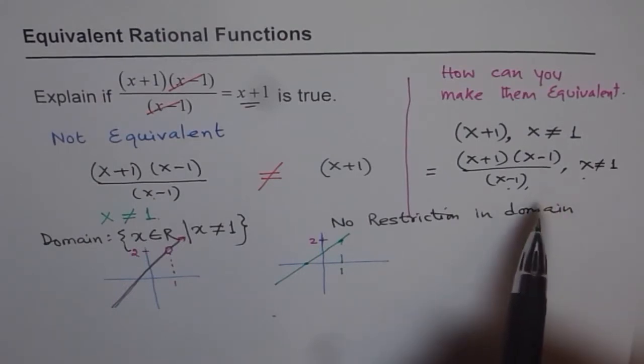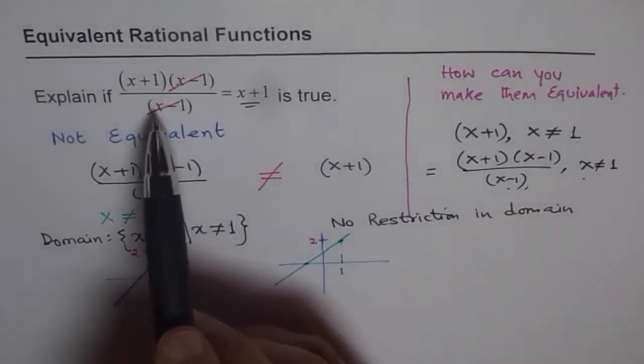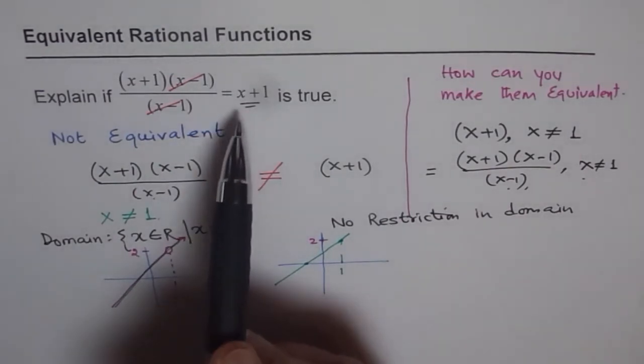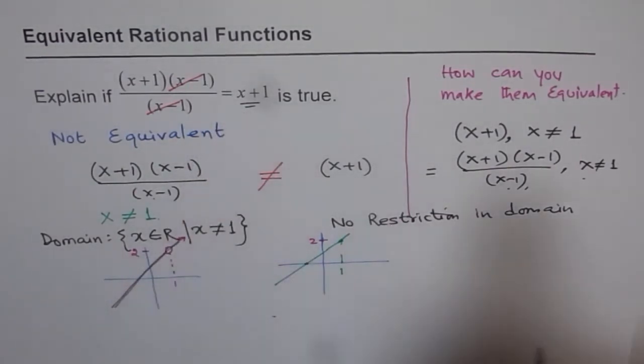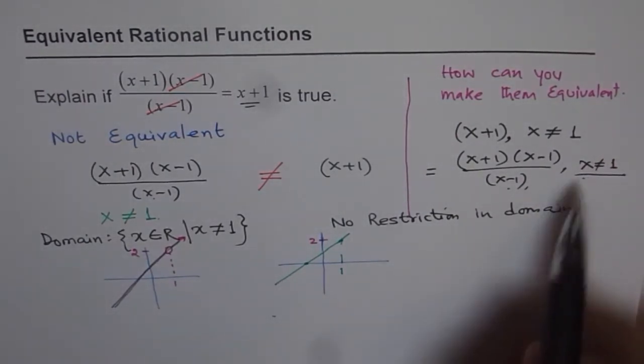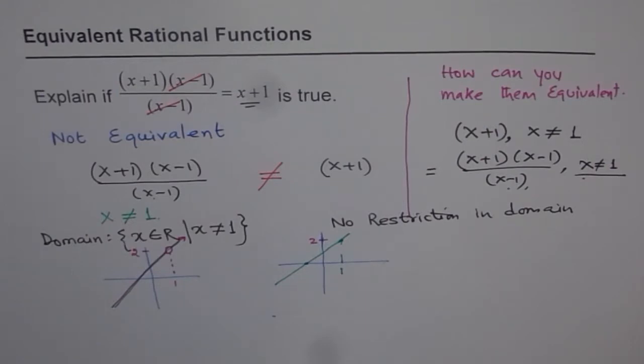Therefore, remember one thing: whenever you cancel out and write this as an equivalent algebraic function, you should include this restriction. If you don't include this restriction, then they are no longer equivalent. So your answer may not be correct at times. You may lose some marks on that also, correct?